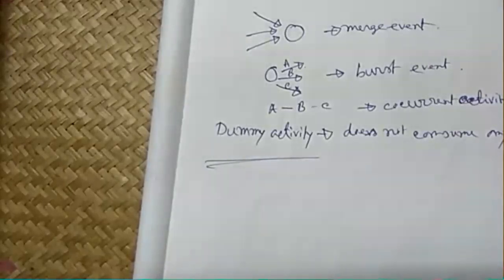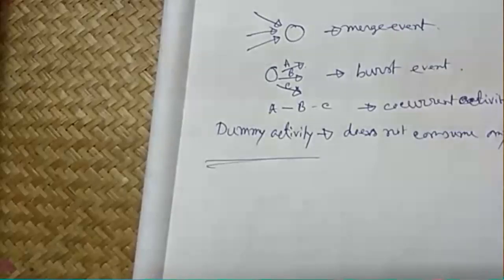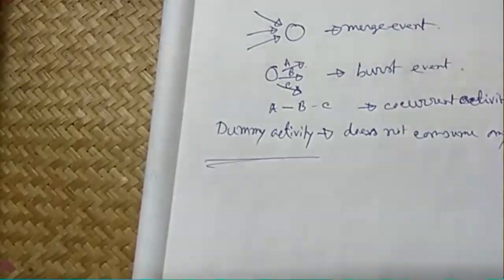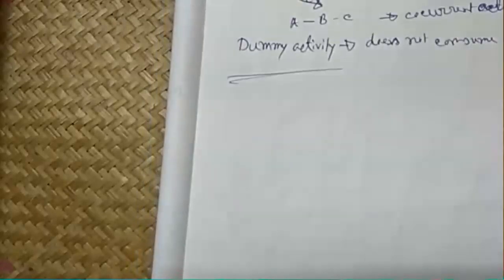The functions of these dummy activities are to maintain proper logic in the network and to maintain uniqueness in the numbering system, as every activity has a distinct set of events by which the activity can be identified. So if there is any problem in numbering, then this dummy activity can be introduced. And there are some errors which may eventually occur, common errors.